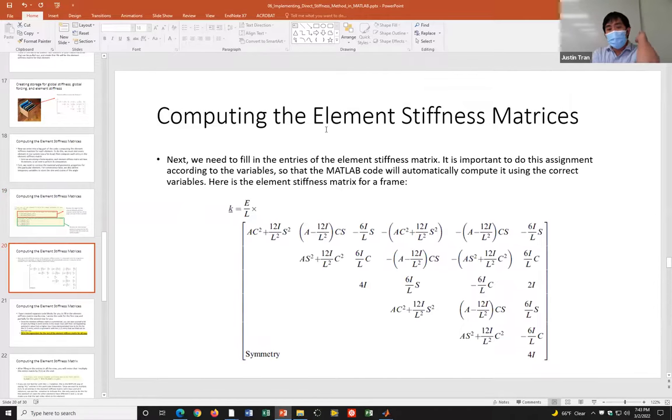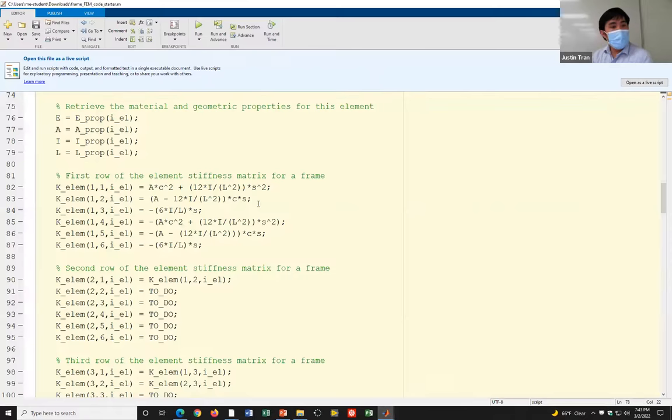Okay. And so here's our element stiffness matrix for a frame. And so if you've been doing the homework, you probably hate this thing with a burning passion. And so now's your chance to automate the whole thing so that you make MATLAB do it for you, okay? And just like we do in class, we're going to build up this element stiffness matrix row by row, okay? And so this first row in the matrix here has all of these entries, okay? And I've already written the first row for you, okay?